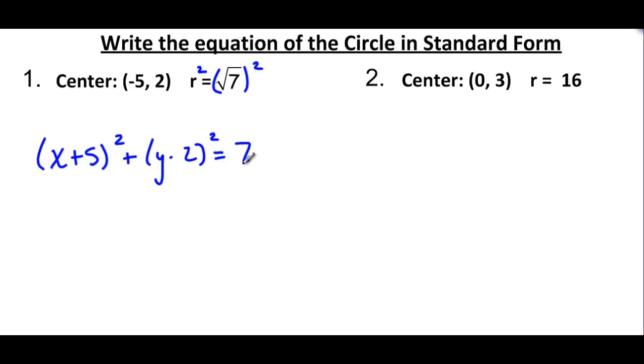Well, if r is square root of 7, if I want r squared, I have to square the square root of 7, which is just 7. If I look at the second problem, anytime I have a 0, we don't typically write x minus 0 or y minus 0. We just write x. So x squared plus (y minus 3) quantity squared equal to, and again, if I want to square r, I have to square the 16, which is 256. And that would be your final answer.